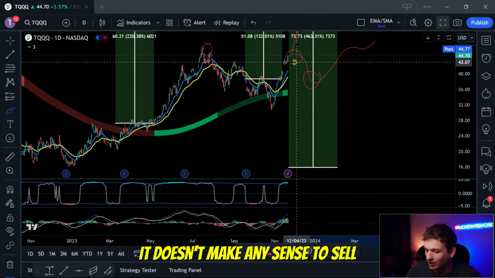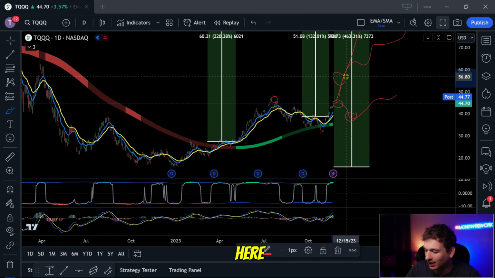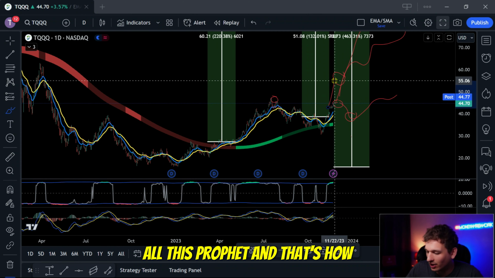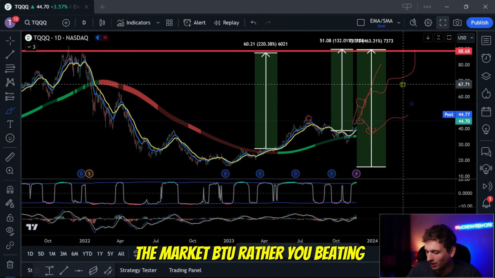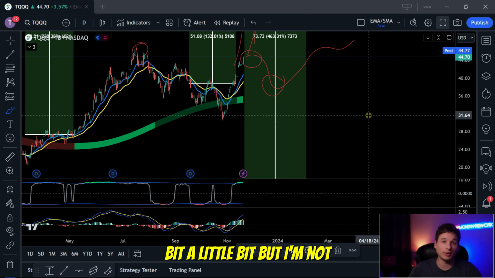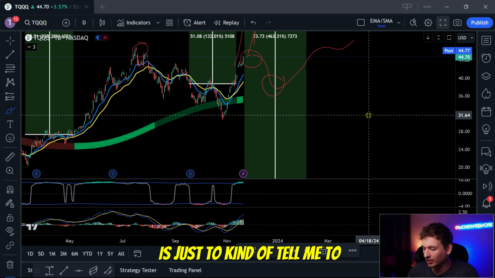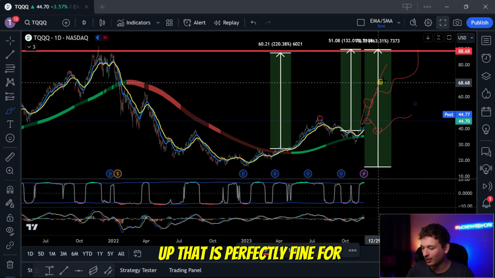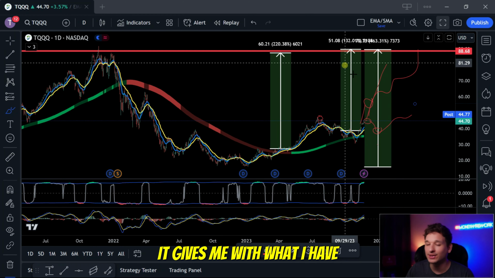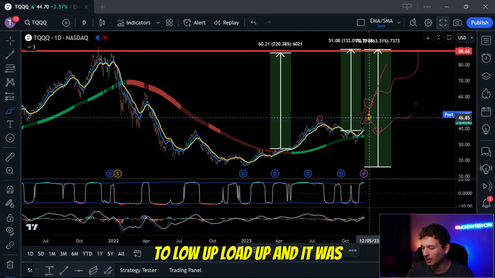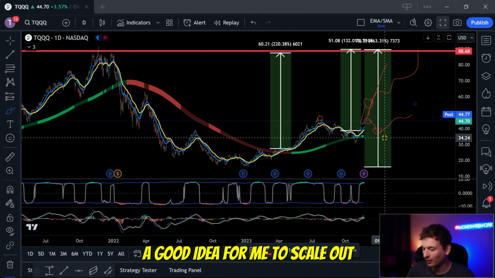So you can't just FOMO back in, right? Because it doesn't make any sense to sell out here and then buy back in here unless technicals are telling you to sell out here, because then you're just losing all this profit, and that's how the market beats you rather than you beating the market. Okay, so stick to your strategy. Am I going to sell out a little bit? A little bit, but I'm not going to sell out most of my position. It's just to allow me to load up more as it goes lower, right? So if this continues to go straight up, that is perfectly fine for me, and I'll take whatever profits it gives me with what I have remaining. If it goes down, well, that's just a better opportunity to load up, and it was a good idea for me to scale out of there.